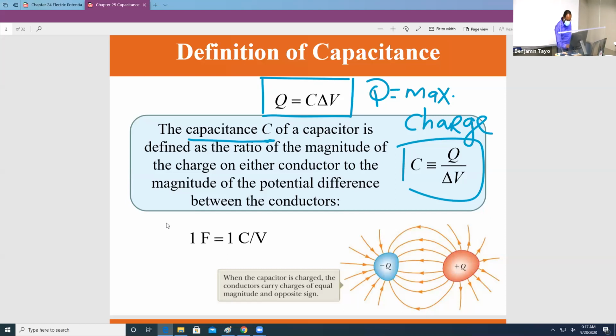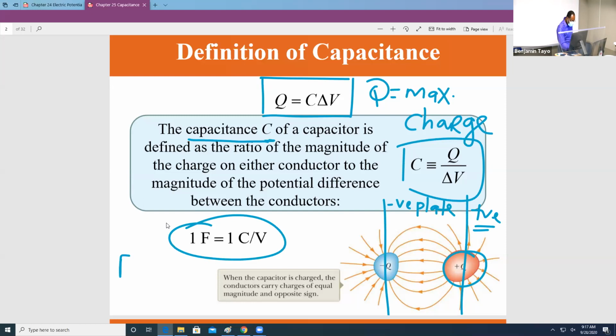So again, if you remember, I showed you an example. Think about this as the negative plate, and this is my positive plate. So how much amount of charge do I create here? The maximum value is just given by this. So we're going to be using this symbol here.